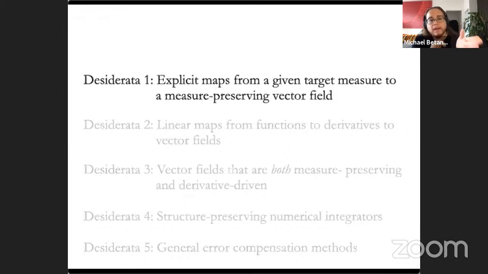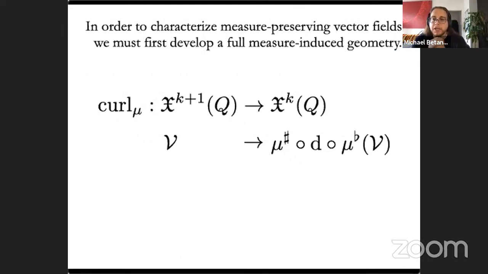Okay, so, in step, our 5 criteria, here's how we construct those. In order to construct a general measure-preserving vector field, Alessandro came to this idea of bringing in this old operator called the rotational. And the rotational is basically a measure-weighted derivative. You take the exterior derivative and you compose it with some kind of transformations that depend on the measure.